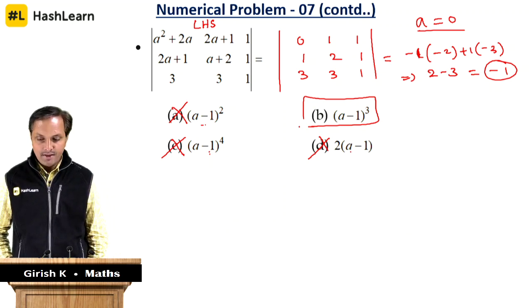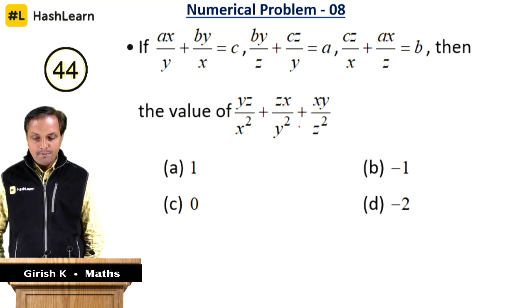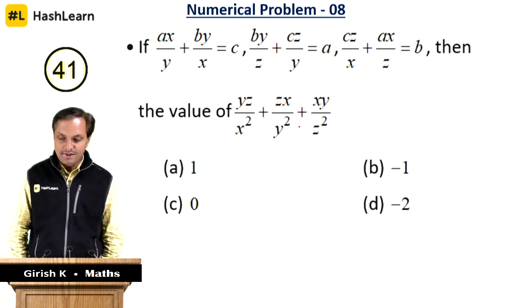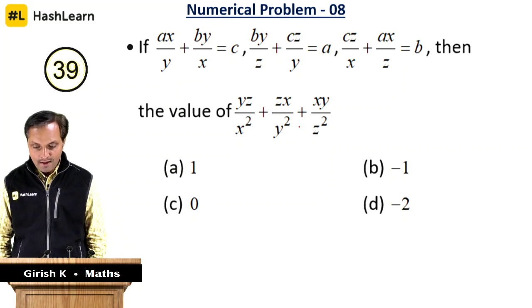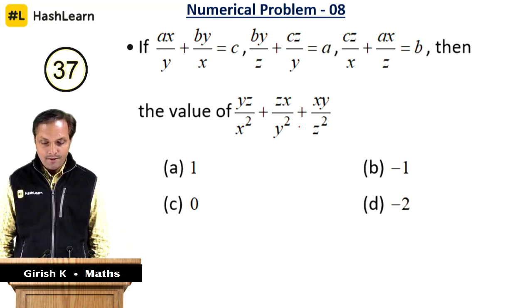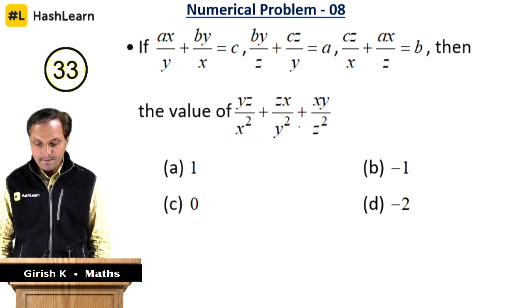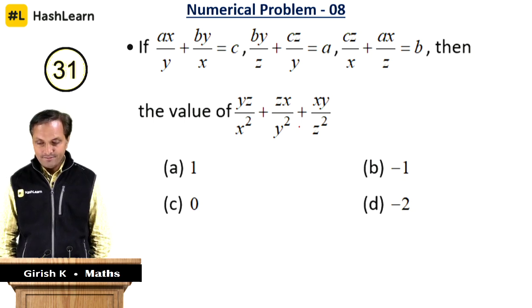Numerical number 8. Here is the problem with 45 seconds. They are asking you to find the value of x, y, z, x square, xz by y square plus xy by z square.